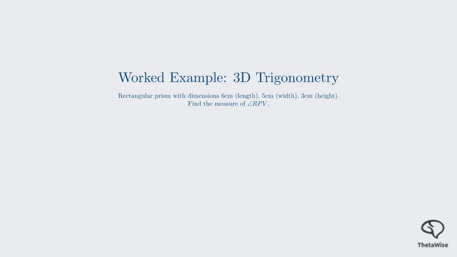To find this angle, we'll use the cosine rule. But the cosine rule requires the lengths of all three sides of triangle RPV. This means we have a multi-step process. Step 1. Find the length of all three sides of triangle RPV. Step 2. Use the cosine rule to find the angle. Step 1. Find sides PR, PV, and RV.